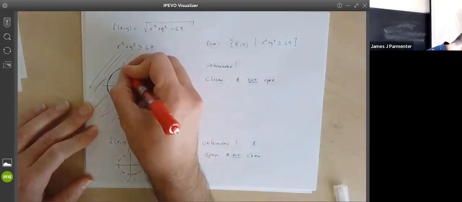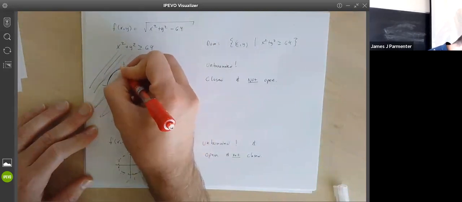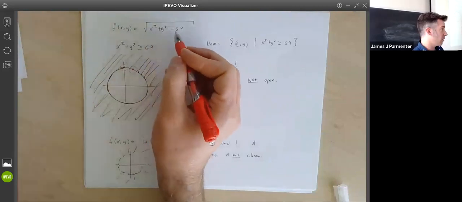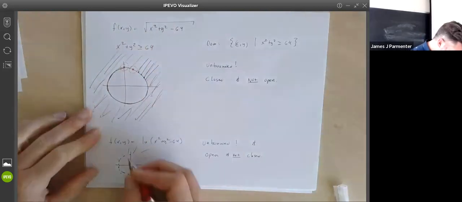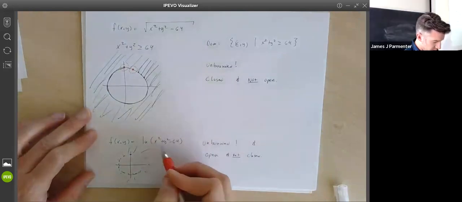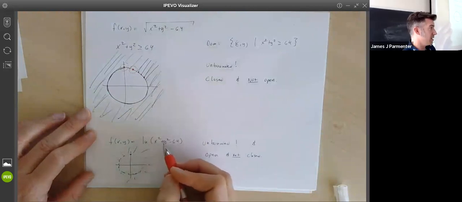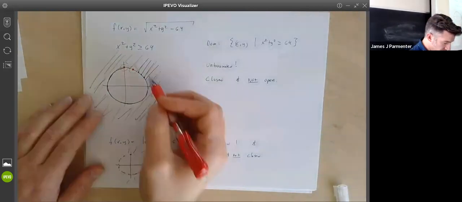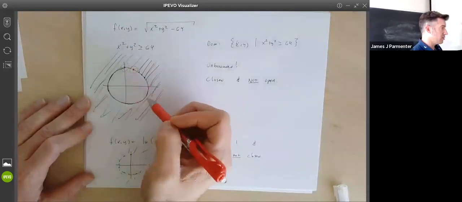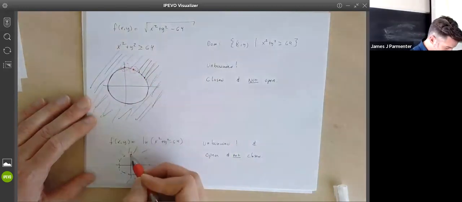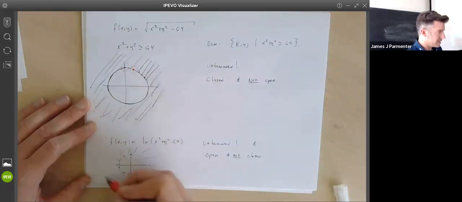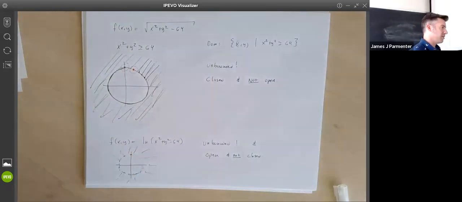Whereas on this one, that point's included, right? The point (0, 8) definitely is in the domain. 0 squared plus 8 squared minus 64 is 0, and I can take the square root of 0, no problem. Whereas here, the point (0, 8) is not in the domain, right? 0 squared plus 8 squared minus 64 is 0, and the natural log of 0 is undefined. So for this one, we're getting that it's closed because we are including every boundary point in the domain. And this one, we're getting that it is open because every point that we're including is an interior point, or we're not including the boundaries.